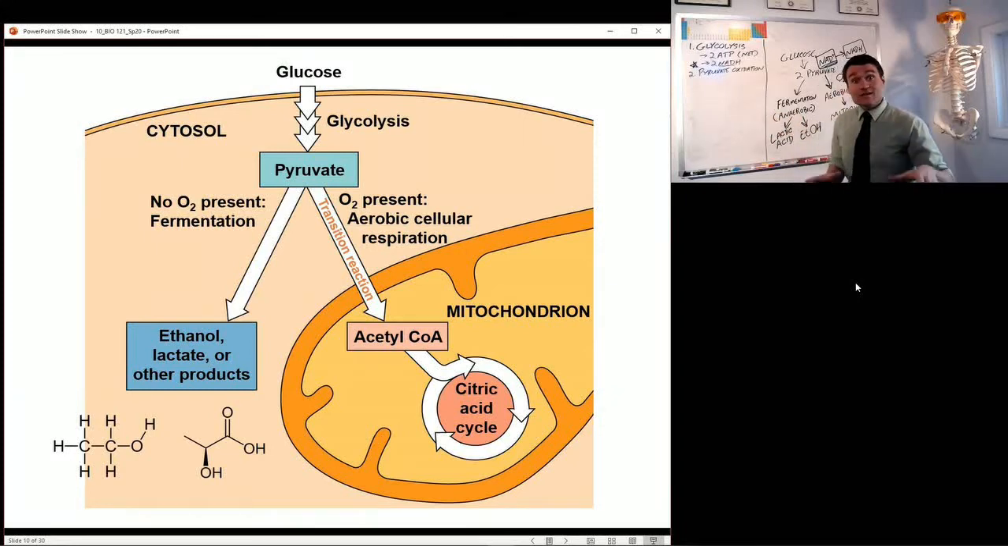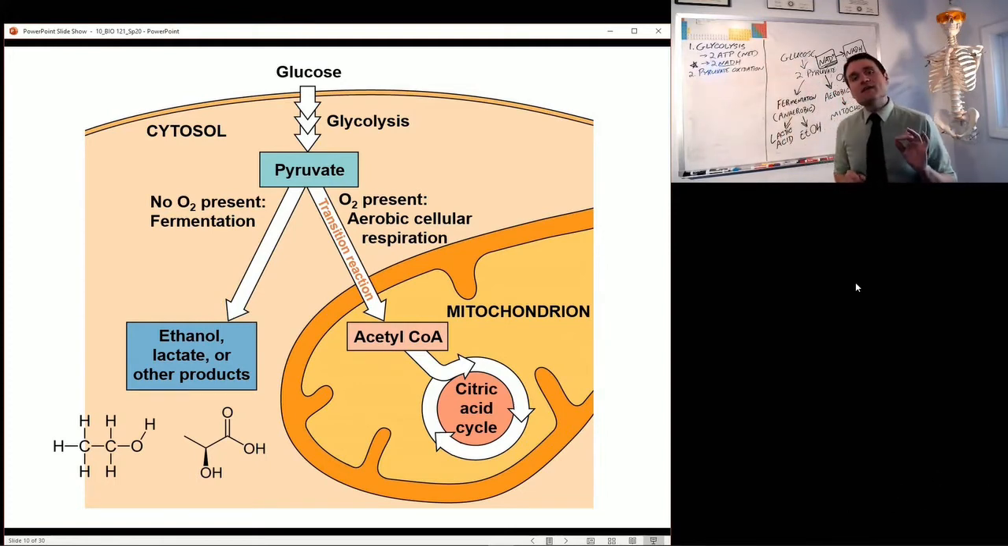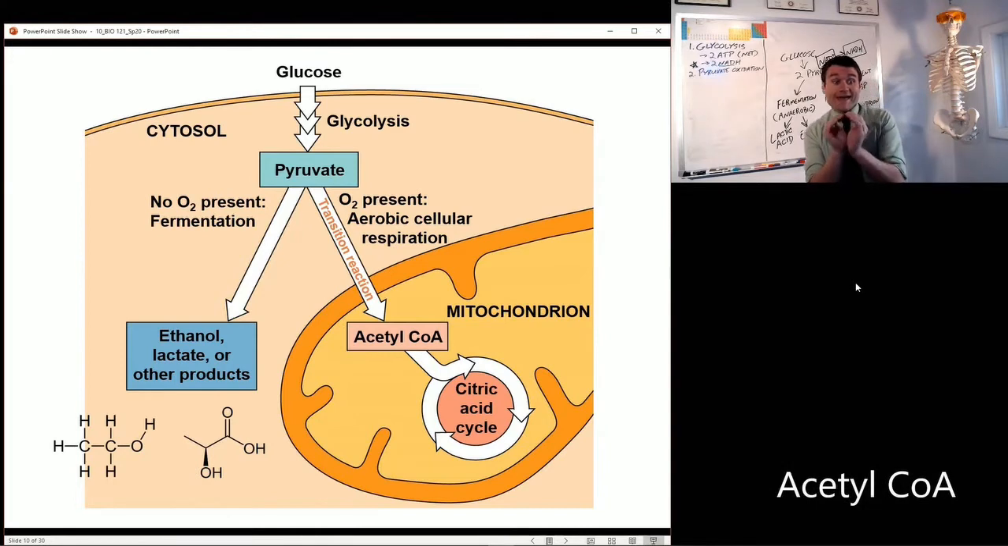But if there is oxygen present, we're talking about eukaryotes here specifically because nothing else would have a mitochondrion, then the pyruvate enters the mitochondria. Immediately upon entering the mitochondria, pyruvate gets oxidized. It gets oxidized, broken down a little bit. A CO2 kind of gets peeled off of there, one carbon pulled away, and the remaining 2 carbons on that pyruvate get picked up by coenzyme A, and we get a new chemical product called acetyl-CoA.